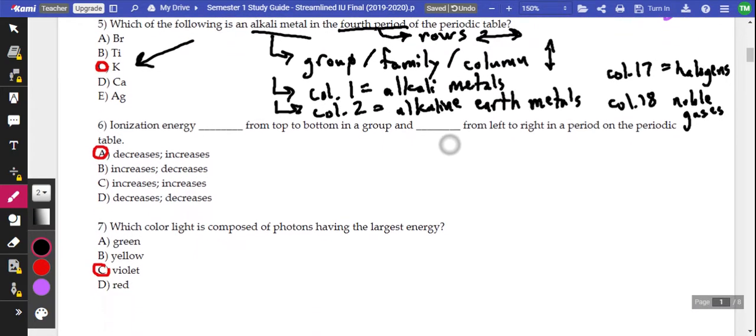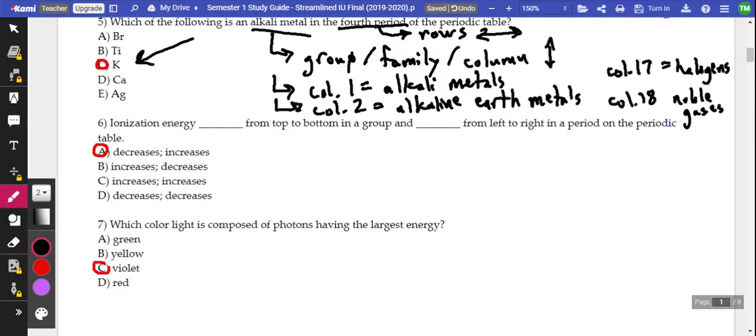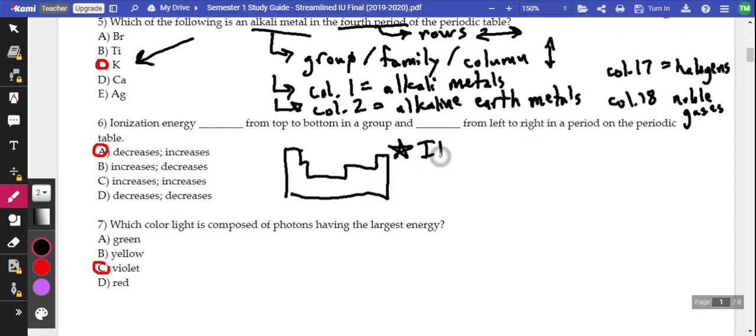Okay, number 6, ionization energy, blank from top to bottom in a group, and blank from left to right in a period on the periodic table. So ionization energy is biggest in the top right of the periodic table. This is my hastily made periodic table here. Ionization energy is highest up in the top right. So it should be increasing this way and this way. So it should increase from bottom to top. So it should decrease from top to bottom.